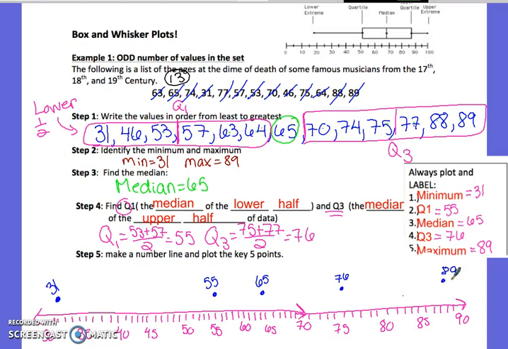Now it's called a box and whisker plot. Your box goes from Q1 to Q3, and you also draw a vertical line through the middle, the median. Draw a whisker out to 89 and a whisker to 55. There you have your box and whisker plot.